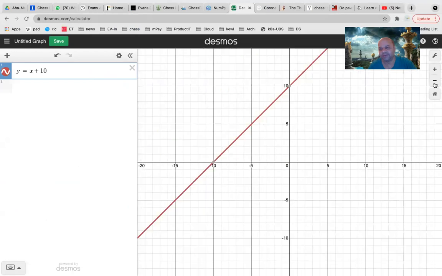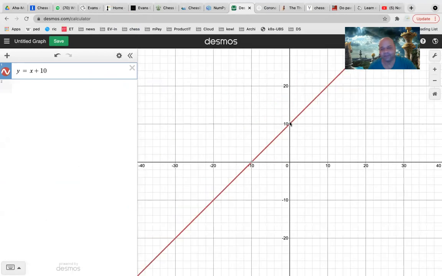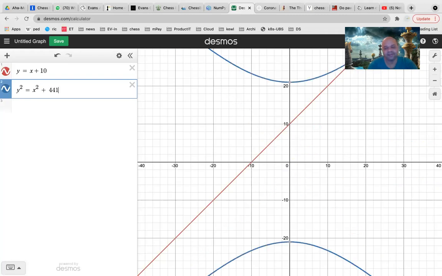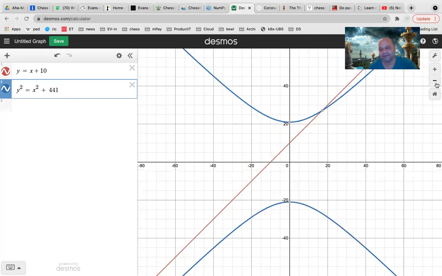We'll just zoom out a little bit so that we can see this. Y is equal to x plus 10. So when x is equal to 0, y is 10. When y is equal to 0, that time x is equal to minus 10, right? So this is the line, one solution, and second solution is y square is equal to, what did we say? x square plus 441. Right, so it has got two solutions because square of them is there, negative and positive, both of them are possible. But let us just see it.